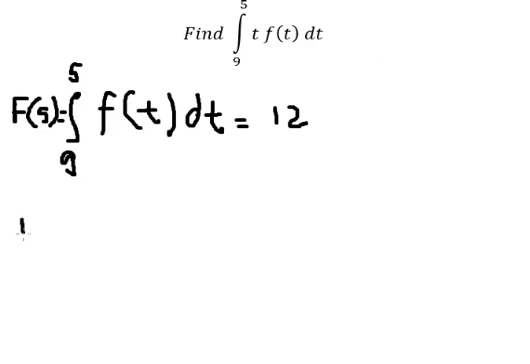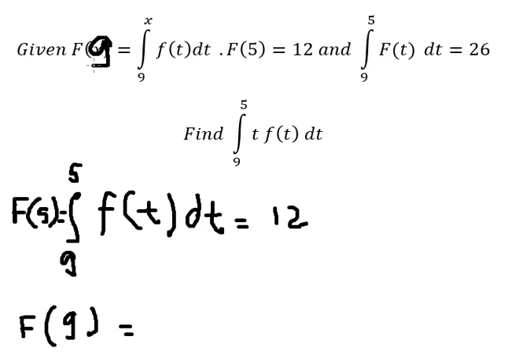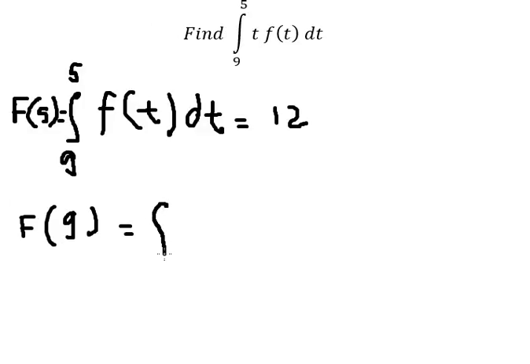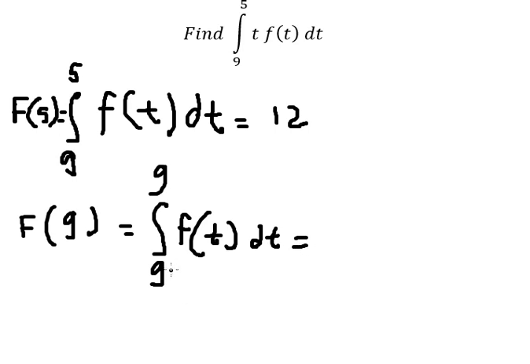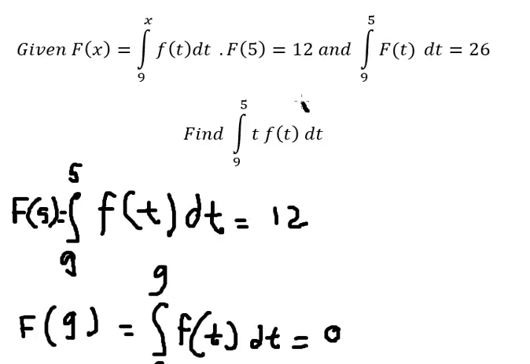Now, if I put F of 9, so we put 9 in here. That means we have 9 in here. We know that the integration of the same bounds, you will have 0. Now, we need to consider about this one.